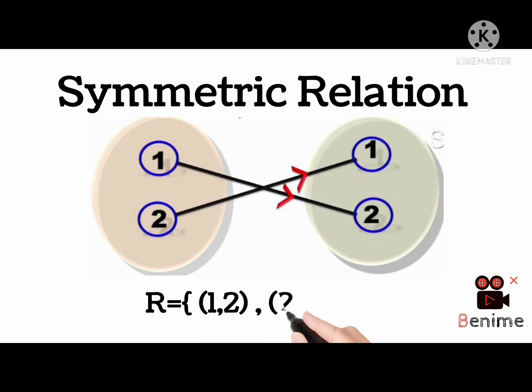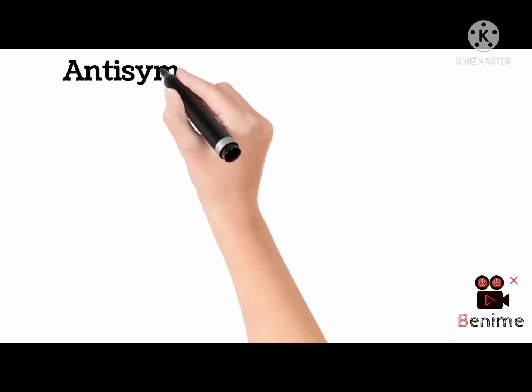Okay, so here's our illustration in symmetric relation. As we can see here, there's a relation between 1 to 2, then 2 to 1. And our ordered pairs are (1, 2), then (2, 1). So here the arrow goes back from the first element to the second element, and from the second element to the first element.